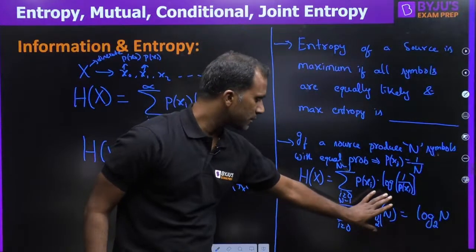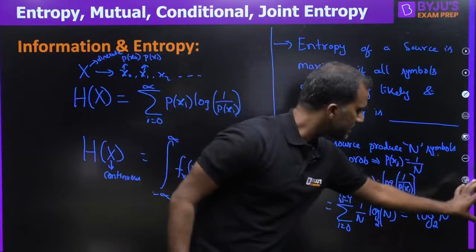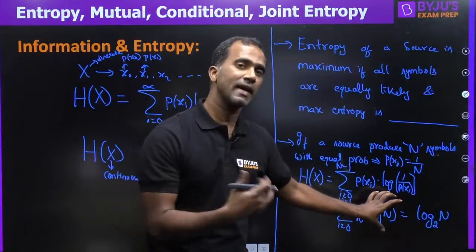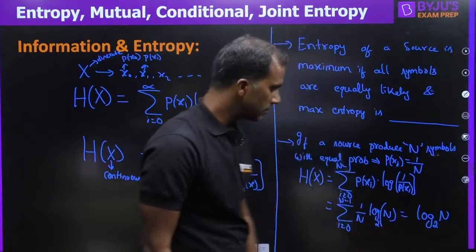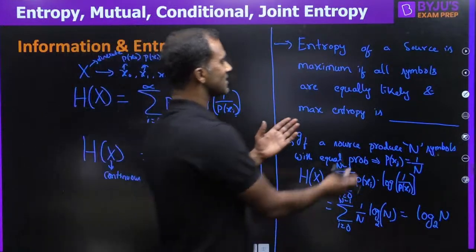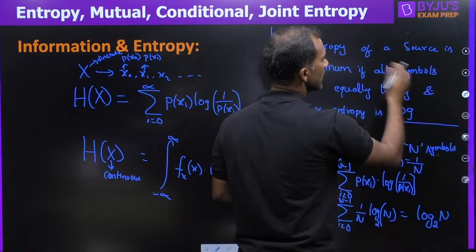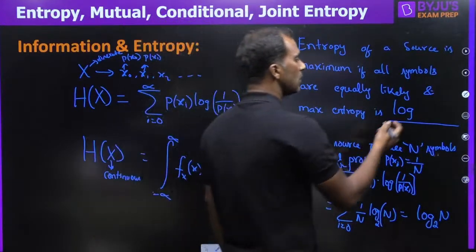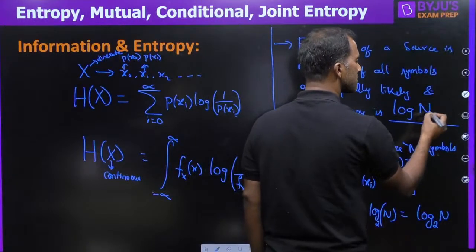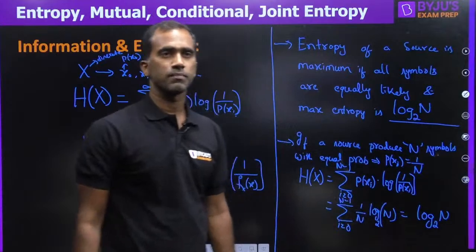For i equal to 0, this much, plus for i equal to 1, this much, for i equal to 2, again the same thing. So we are just adding this capital N times. So the result becomes log n to the base 2. So finally the answer is logarithm of number of symbols. If a source produces symbols with equal probability, then just apply logarithm of number of symbols. Let me say number of symbols is n. Apply logarithm to the base 2.